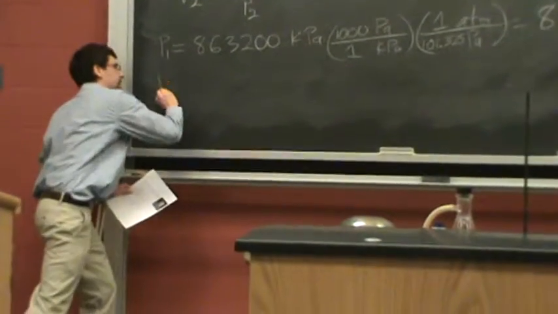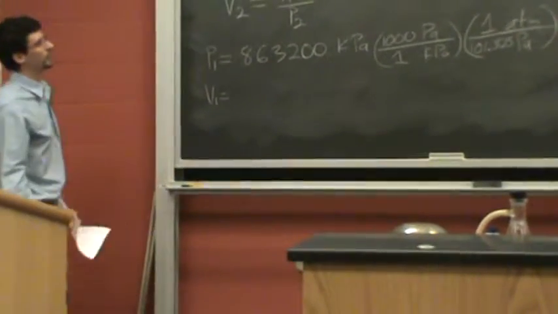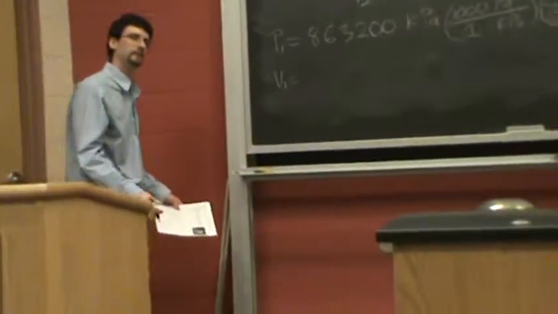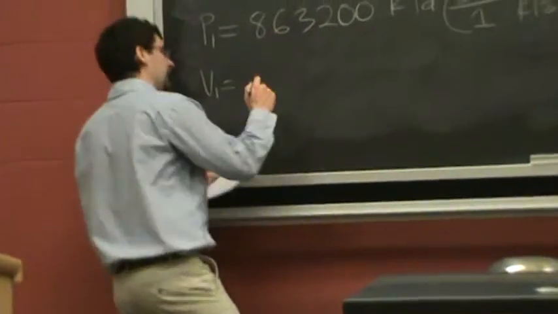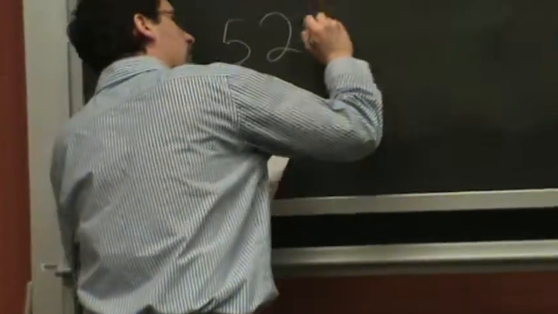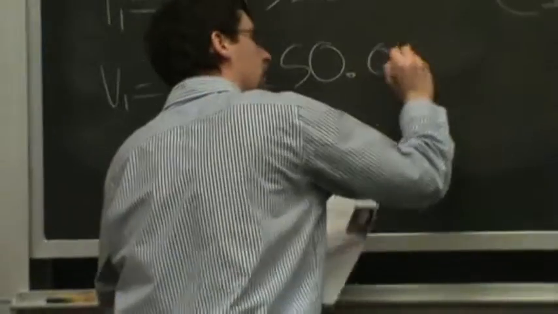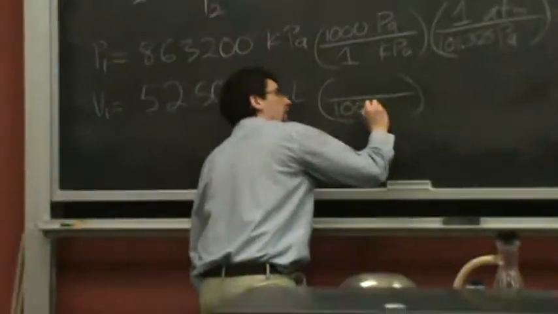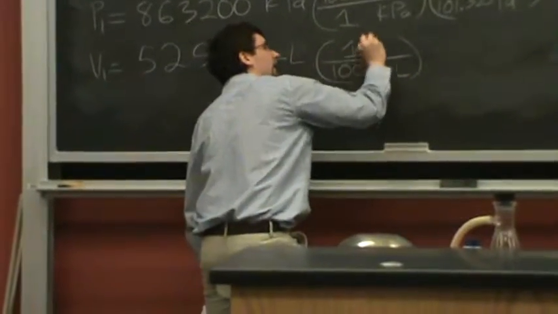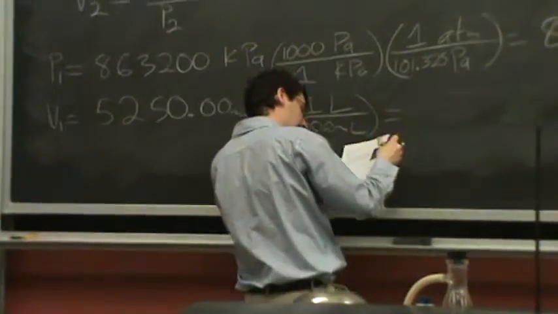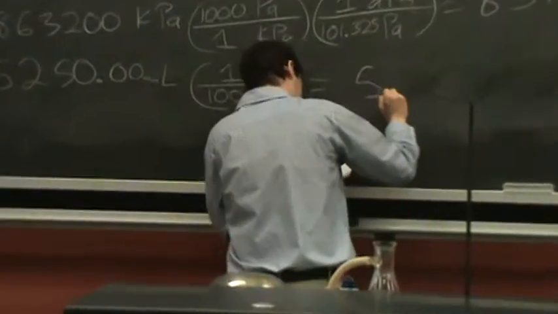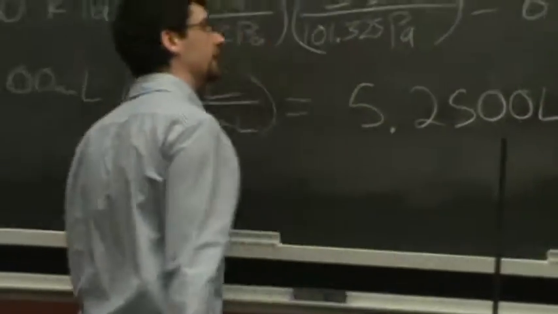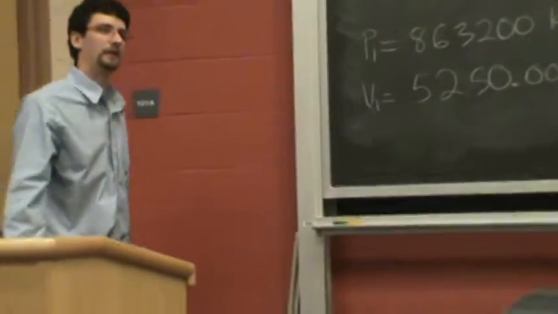Okay. V1, we need to get the volume into what unit? Yeah, let's get it to liters. So we have 5,250.00 milliliters. Just got to convert that over to liters. There are 1,000 milliliters for every 1 liter, as we all know and are probably extremely bored of. This results in an answer of 5.2500 liters.